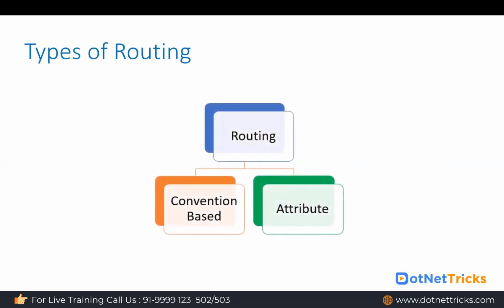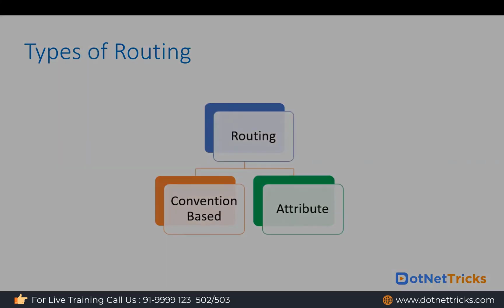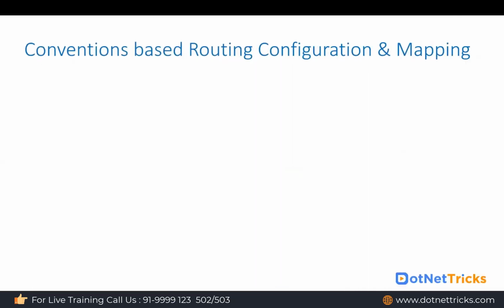And if you're talking about the types of routing in ASP.NET Core, we have two types of routing: convention-based routing and attribute routing. In MVC5 also we have two types of routing, so exactly the same way we have in ASP.NET Core as well. And now let's understand how we can configure convention-based routing. This is a simple route which we are defining as per the syntax of convention-based routing.